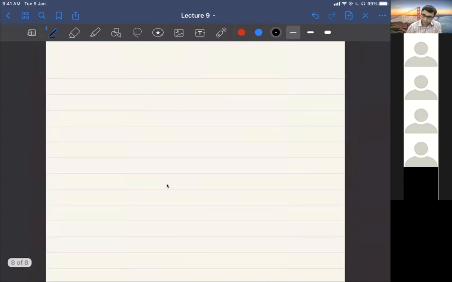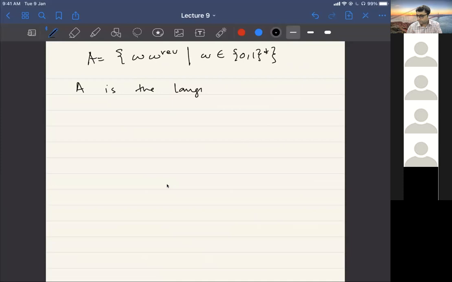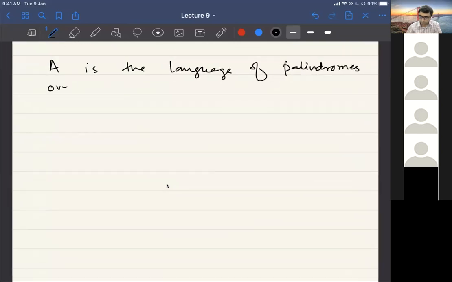Okay, so let me revise it. The language, let's call it A, consists of all strings w w-reverse, such that w is in {0,1}*. There are multiple ways to define it. So we know that A is the language of palindromes over {0,1}, right?